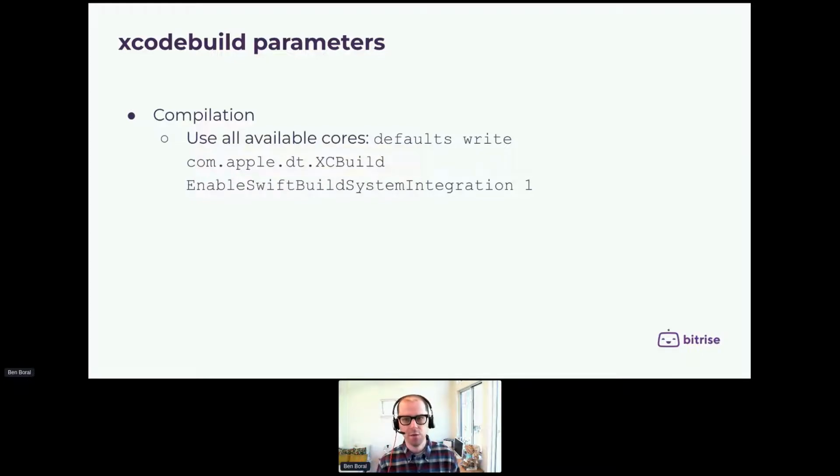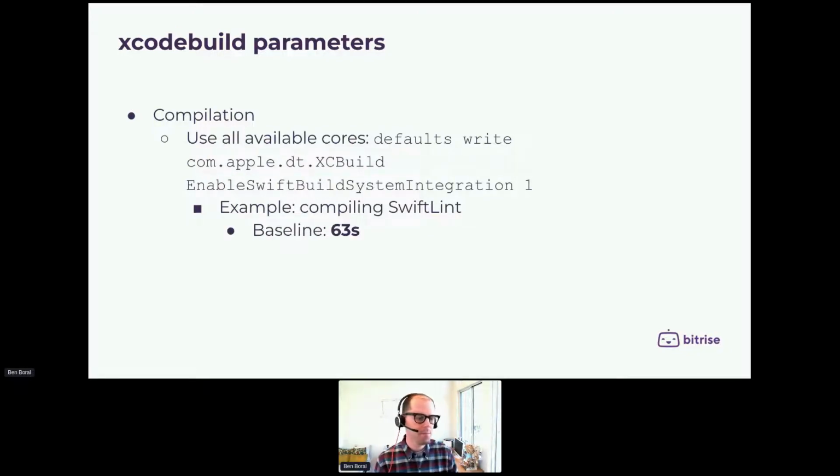So I did a quick example with SwiftLint, which is a Swift program. And my baseline build without this setting was 63 seconds. And then whenever I opted in to this setting, I was able to bring that down by 10 seconds. So this is a pretty small repository. You can imagine that for a really big project, this is going to make a more significant improvement.